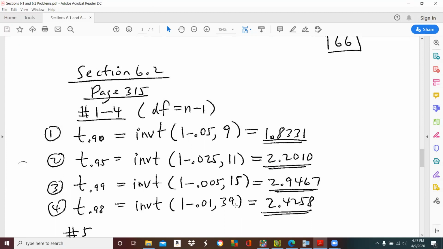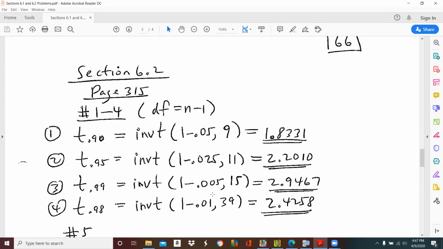Now, what are the second numbers here? Well, problem number 1 says the sample size is 10, so our degrees of freedom is 9. For the second problem, the sample size is 12, degrees of freedom is 11. For problem 3, the sample size is 16, the degrees of freedom is 15. And for problem 4, sample size is 40, the degrees of freedom is 39.